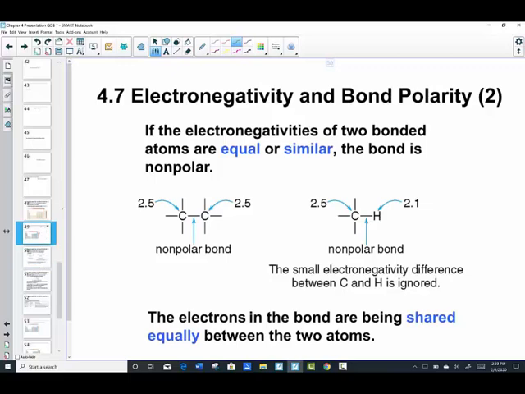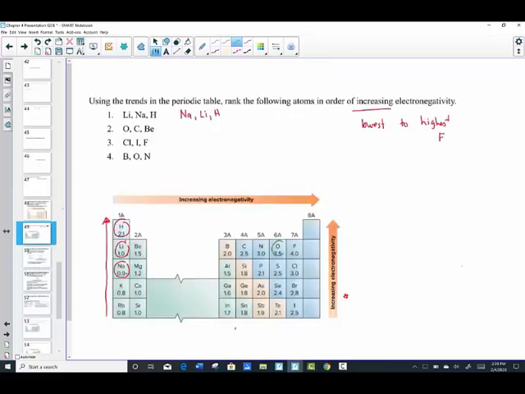Let's compare oxygen, carbon, and beryllium. Now all of a sudden we're looking at the same row. And this is the trend. We have to remember that electronegativity increases towards fluorine. Furthest away, beryllium, then carbon, then the closest, oxygen. Find the periodic trends.